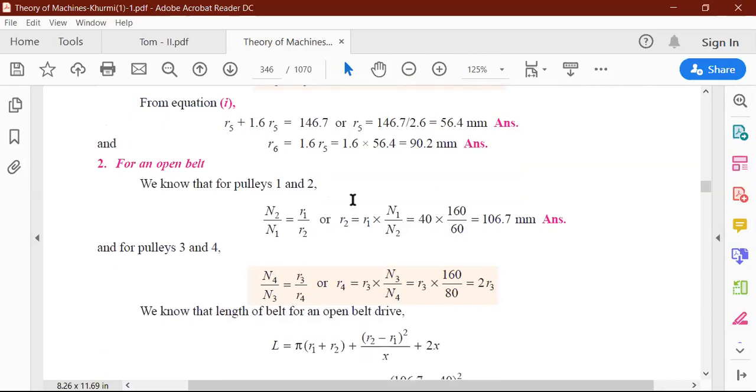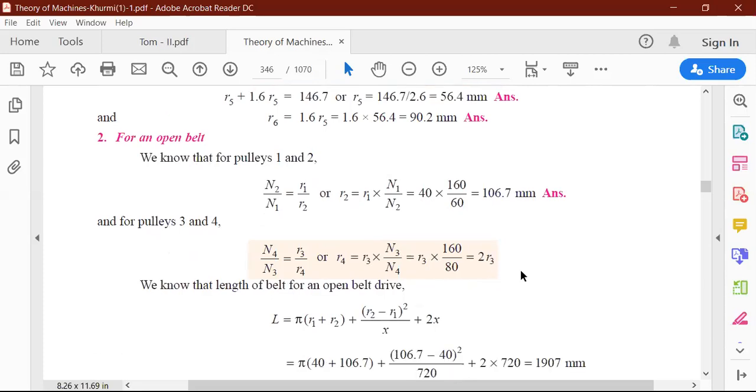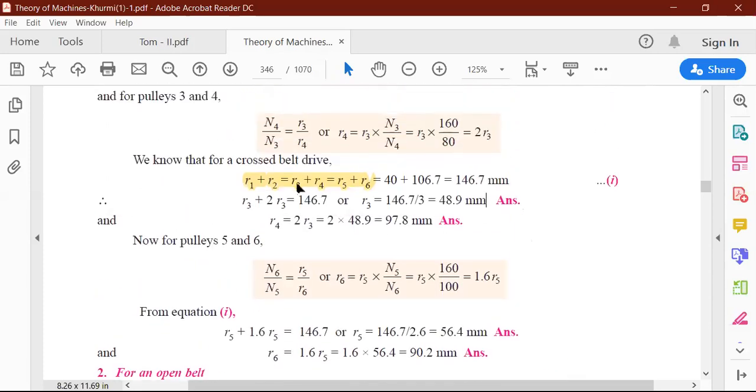So again similar process. Again we apply speed ratio for pulley 1 and 2 and rewrite the equation N2 divided by N1 is equal to r1 divided by r2. Again solve this. So r1 value is known, that's why again we get the value of r2 is 106.7 mm. Okay, this is similar to that of r2. Similarly for pulley 3 and 4, again we get the same relation, r4 is equal to twice r3. Okay, but in that case after getting r1 and r2 value, we are simply putting this relation.